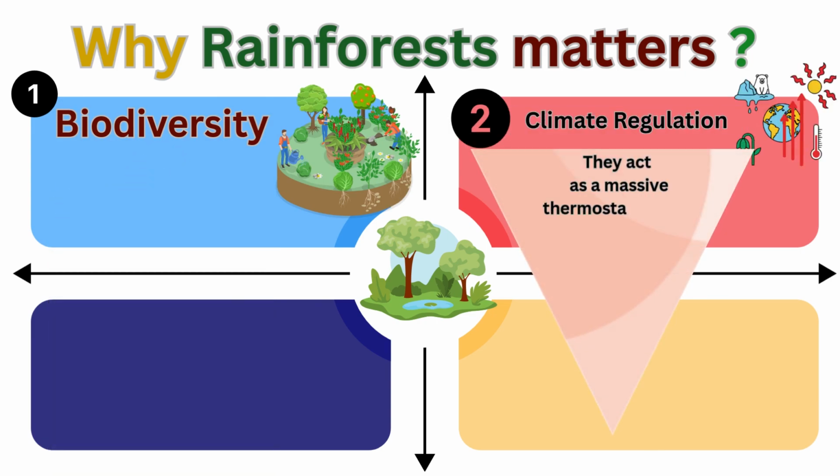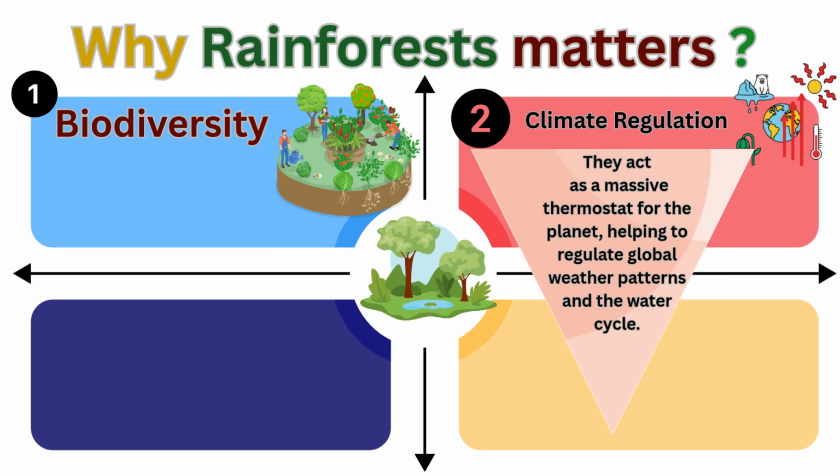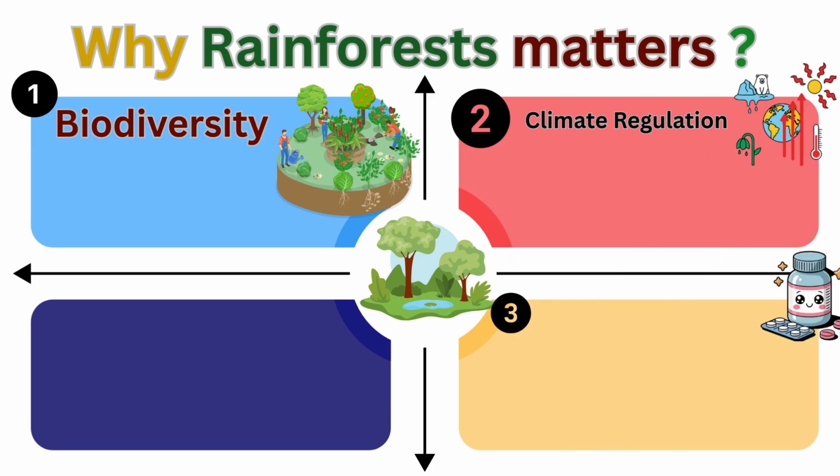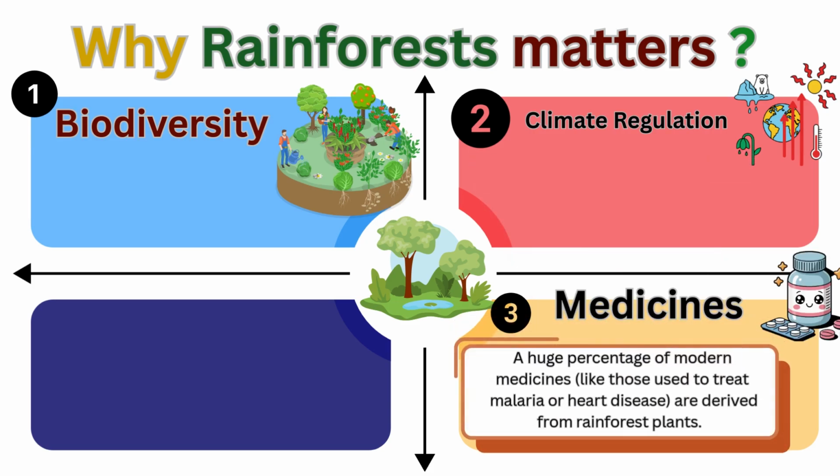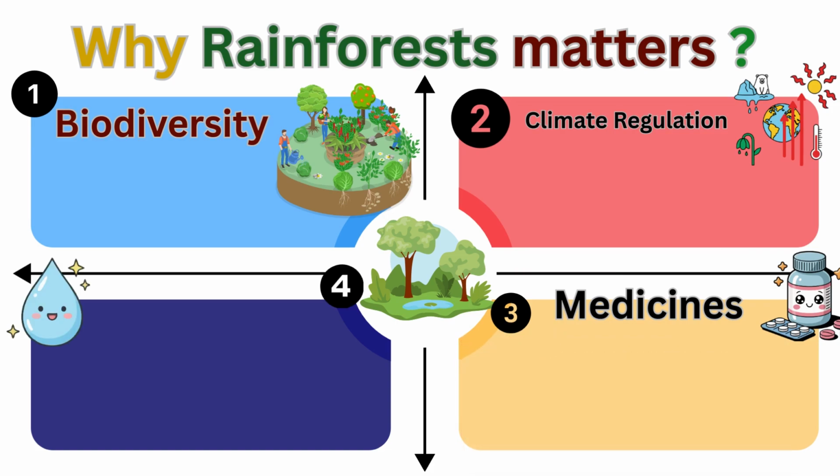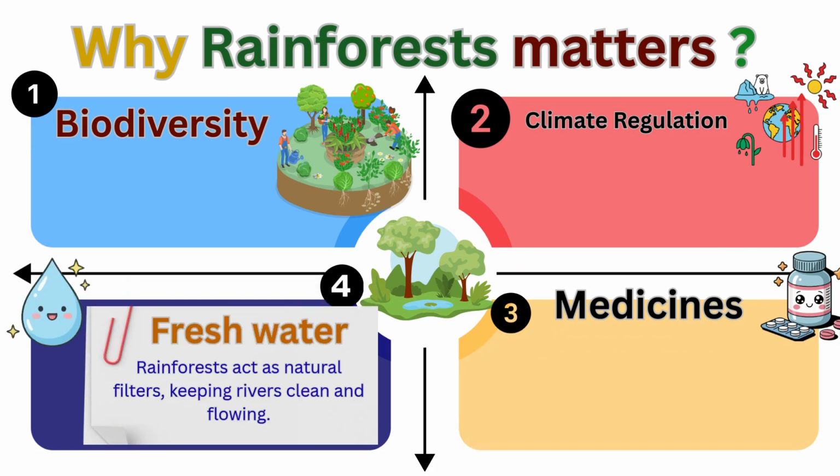They act as a massive thermostat for the planet, helping to regulate global weather patterns and the water cycle. Number three, medicines. A huge percentage of modern medicines, like those used to treat malaria or heart disease, are derived from rainforest plants. Next is fresh water. Rainforests act as a natural filter, keeping rivers clean and flowing.